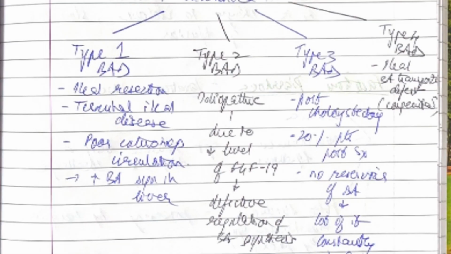Bile acid diarrhea is idiopathic, and this is supposed to be due to a decreased level of FGF19, and this causes a defective regulation of bile acid synthesis. Type 3 bile acid diarrhea is post-cholecystectomy. It happens in 20% of patients post-cholecystectomy. There is no reservoir of bile acid, and therefore a lot of the bile acid is constantly present in the ileum, causing diarrhea. Type 4 is a congenital problem. It's an ileal bile acid transporter defect.